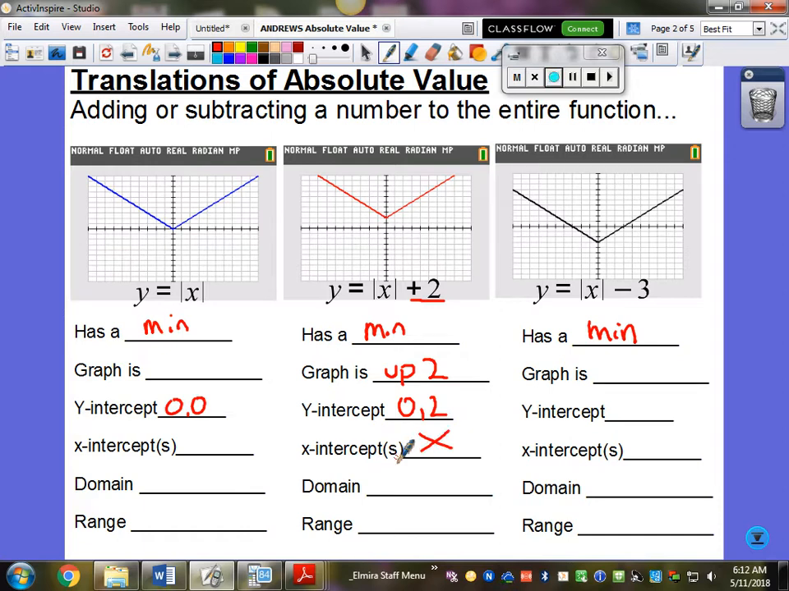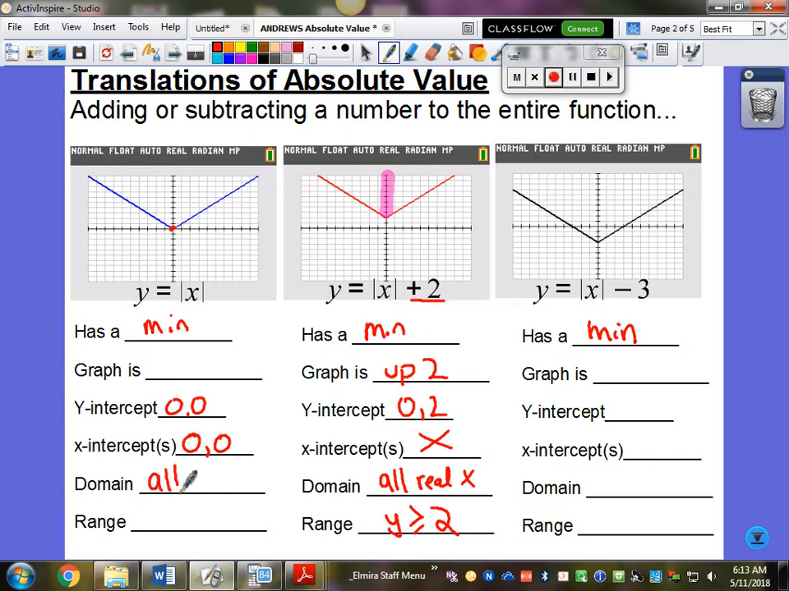The domain is still all real x, but the range now is related to that vertex. So I only have graph values from 2 up. So y is greater than or equal to positive 2. Okay, so that's a change from the parent function, which did have an x-intercept right there at the vertex.